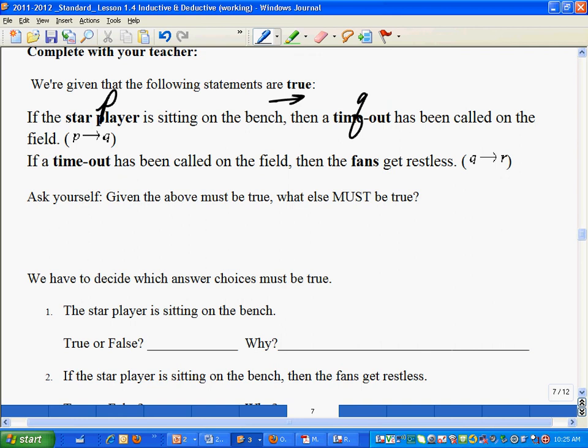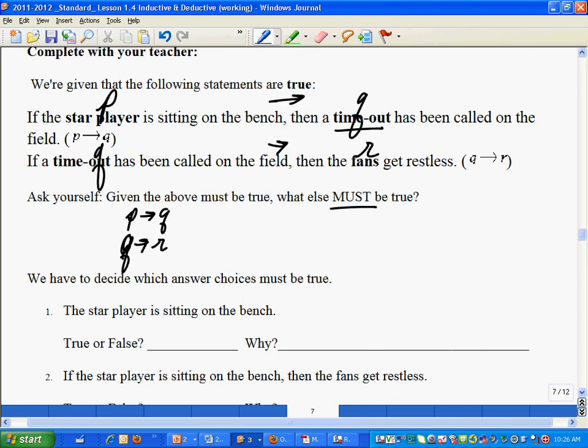What's that called? We switch and negate. Contrapositive. So what would be the contrapositive of this one? Switch and negate. Opposite Q, then opposite P. That's the contra of the first one. Okay, there's one more. Opposite R, then opposite Q. That's also the contra of the second one. Now, there's your list of truths. There is your list of truths. Everything else must be false.